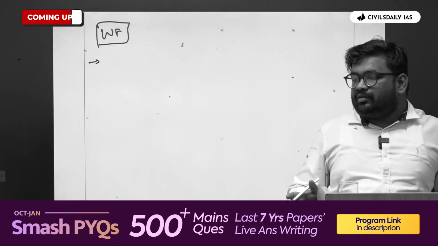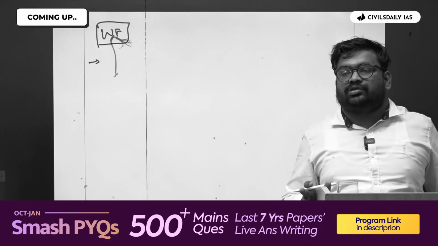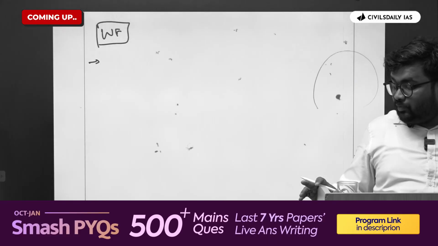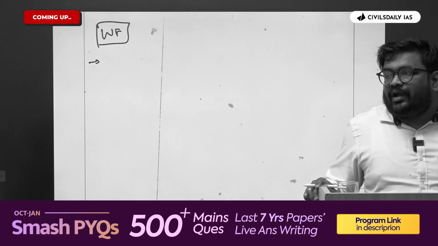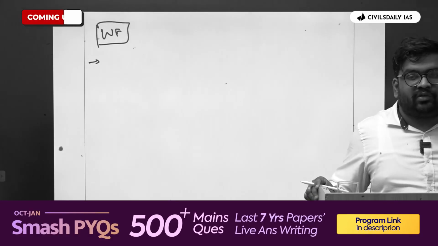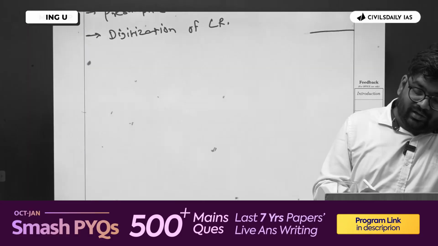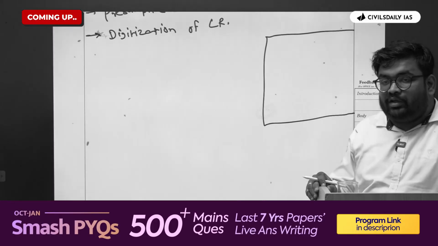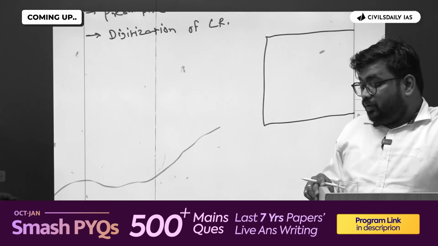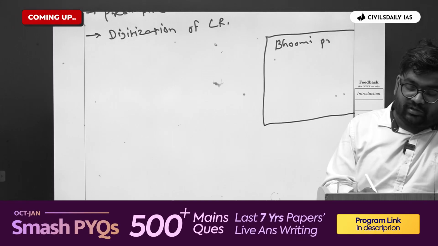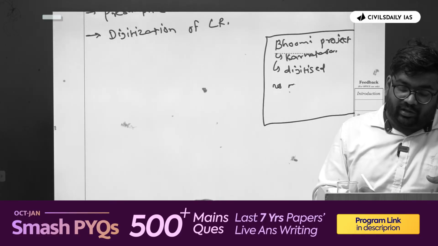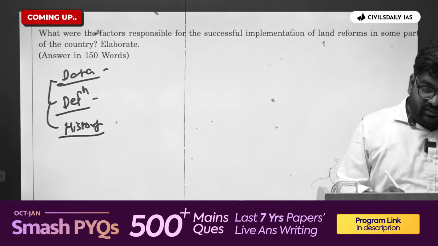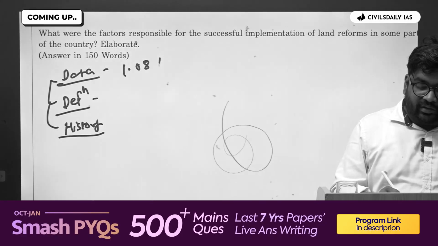For agriculture-related questions, always read the Ashok Dalwai Committee report. And if you want the best content with respect to agriculture, just pick up NITI Aayog's India at 75 and read its two chapters on agriculture. Then you add one case study, a good case study with respect to recent land reforms: the Bhumi project of Karnataka. It has digitized 20 million land records. So the data is 1.08 hectare.